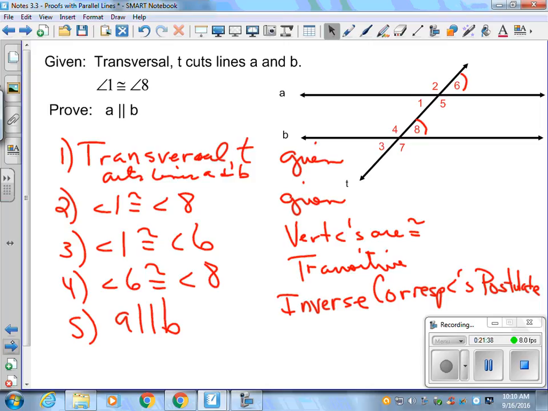But notice that when I worked this, I couldn't just go straight to corresponding because I have to know more about the picture. Because I don't know the lines are parallel, I can't just go straight and say they're congruent. I have to work around that. All right, any questions about this one?